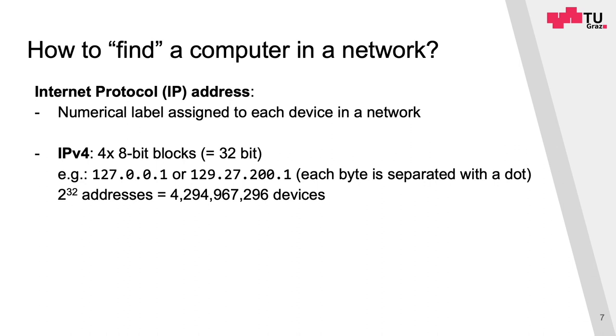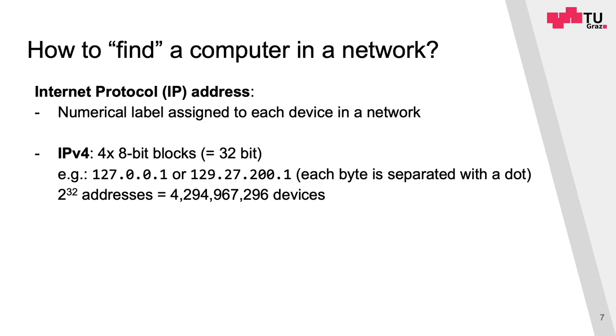So for example, 127.0.0.1 or 129.27.200.1. So each byte is separated with a dot. Or in other words, each 8-bit block is separated with a dot. So 8-bit is equal to 1 byte. And you see that such an 8-bit block is not represented in binary, but in the normal decimal number system. So you see here decimal numbers. So 127, for example, is a decimal number.